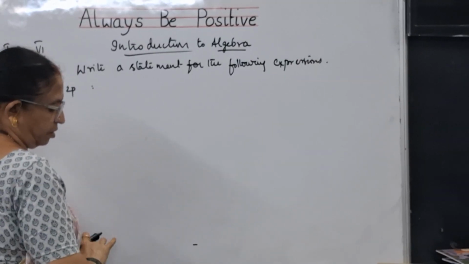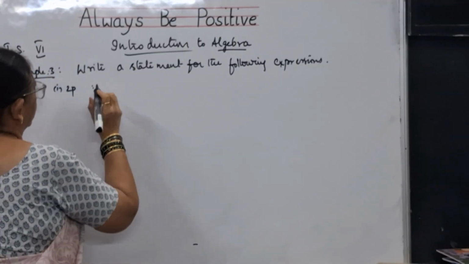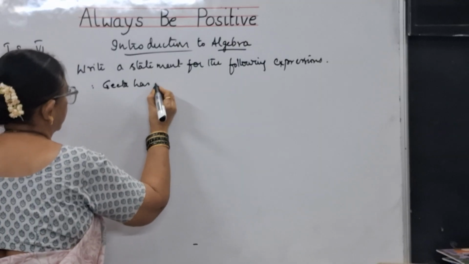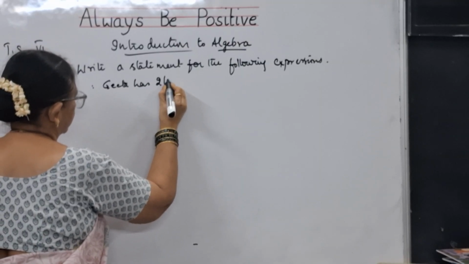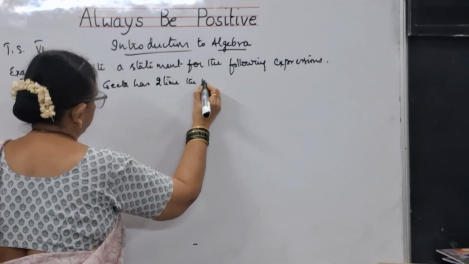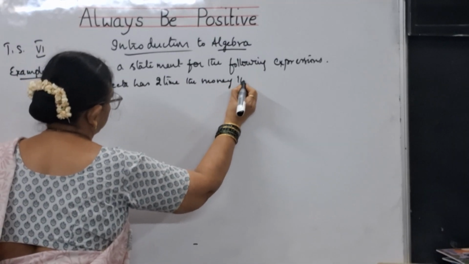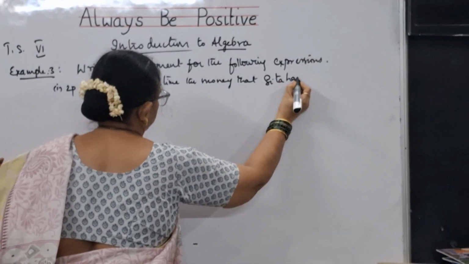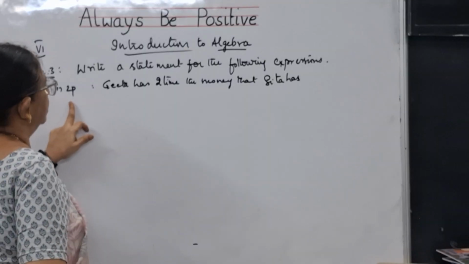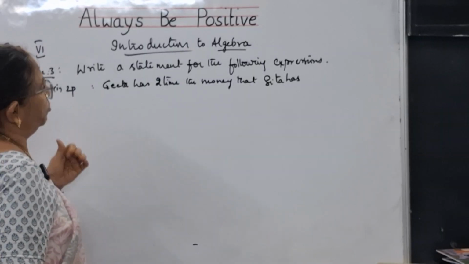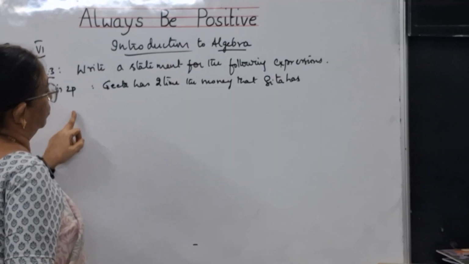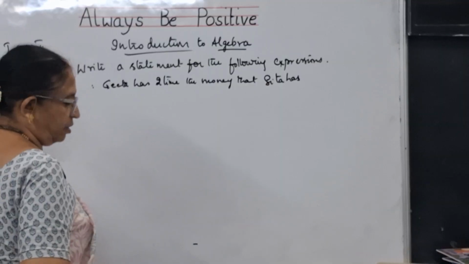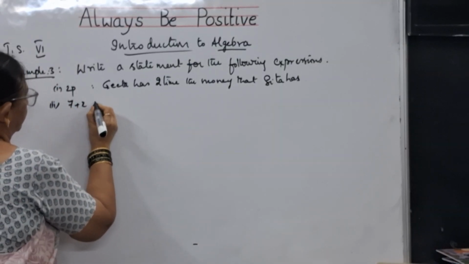Geeta has 2 times the money that Sita has. So if you take p as the money, Sita is having p rupees, and Geeta is having 2p rupees. Next, second one, 7 plus x.